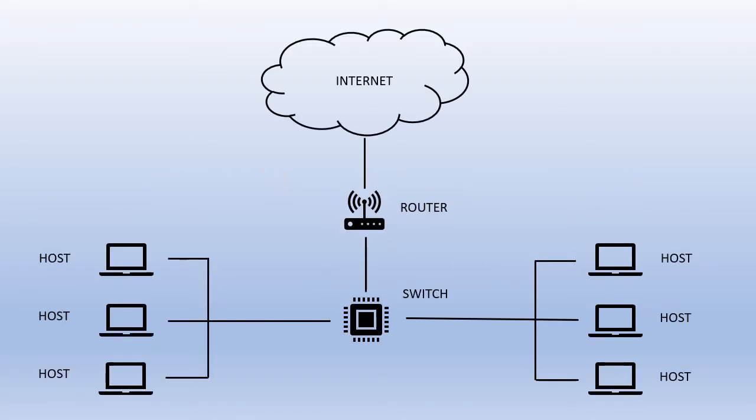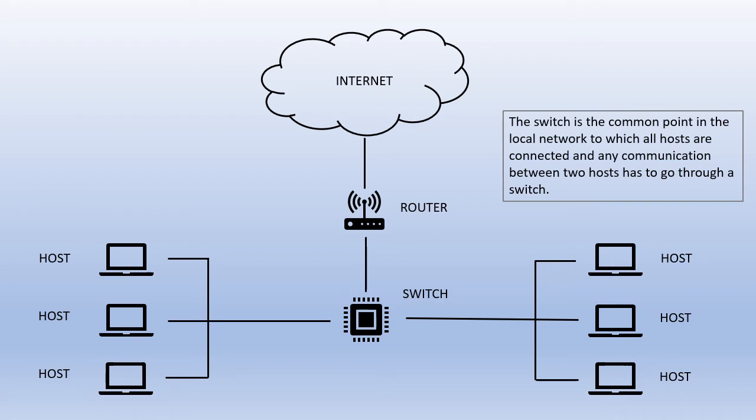Let us first try to understand how a host machine connects to the internet. We connect to the outer internet through a router. A switch is then connected to the router and the end devices connect to the switch, thereby establishing a connection with the internet. The image here will perhaps give a better understanding of a connection between a switch and the end devices. So we can say that the switch is the common point in a local network to which all hosts are connected, and any communication between two hosts has to go through the switch.